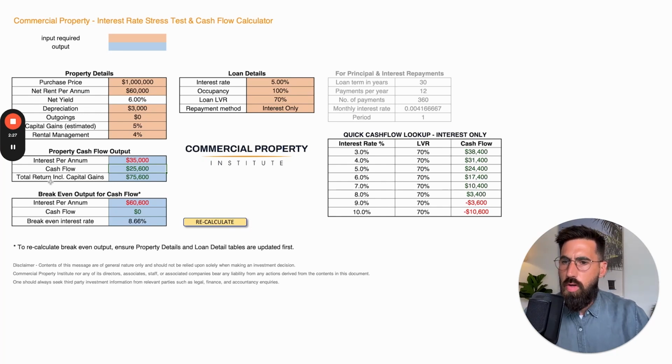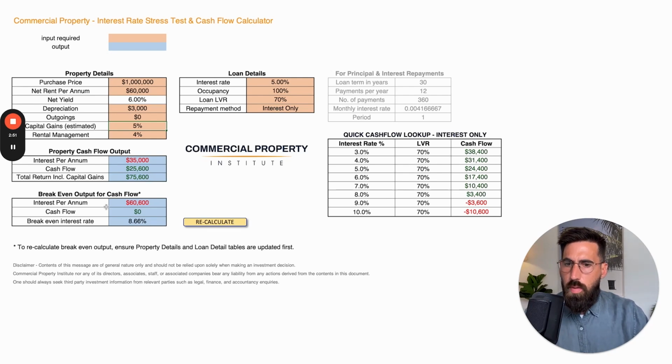And then if you look at the total return, this is basically what happens if we get 5% capital growth as well. So it's going to be the 5% capital growth, which is $50,000, plus the $25,000 cash flow. We're looking at around $75,000 a year return on that purchase, which is actually quite positive because that almost equates to someone's salary when you look at average Sydney salaries, for instance.